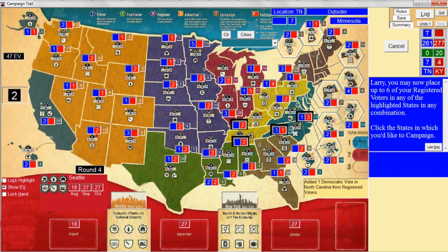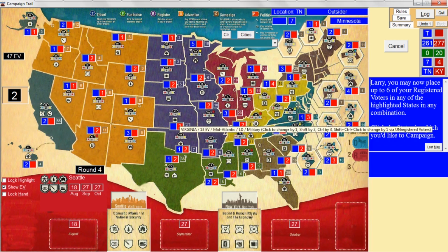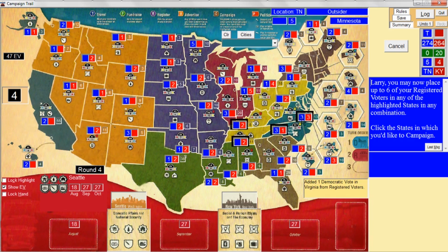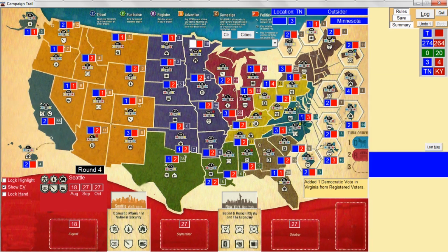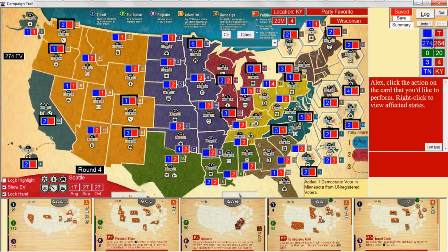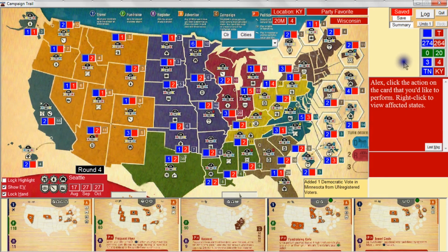So that's 2 voters so far. And I've got up to 4 other voters I can place. I think I'm going to place all 4 of those voters. I'm going to spend them and put them in Virginia, where there's 13 electoral votes. And now I've taken the lead, 274 to 264.